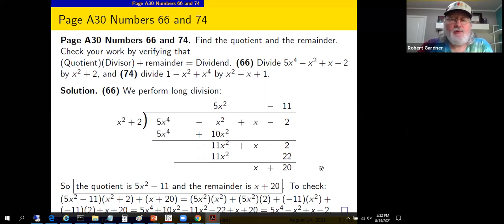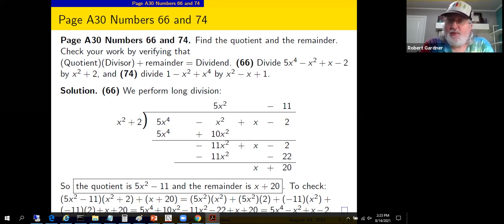To check it, and it scrolls off the bottom a little bit here on my screen, but we would take the quotient times the divisor plus the remainder. Quotient, divisor, remainder. Foil this because it involves the product of two binomials. Foil it, producing this. Remainder, x plus 20 is down here. Simplify, and indeed it checks. So there's all the details on the simplification on the slide and in the notes. So the arithmetic is correct.